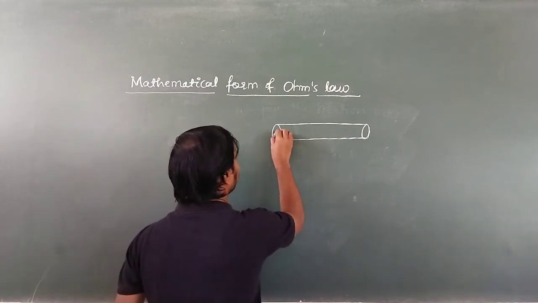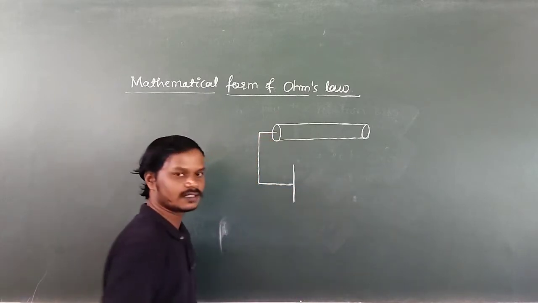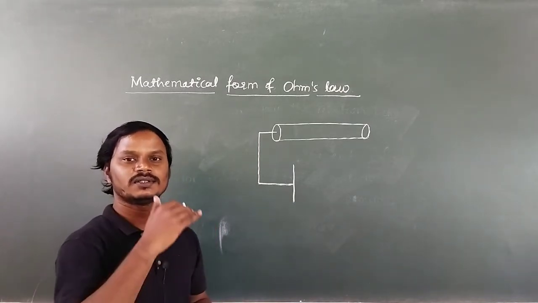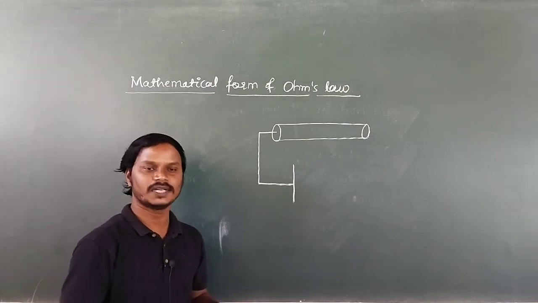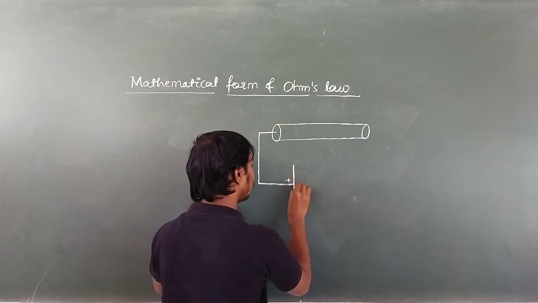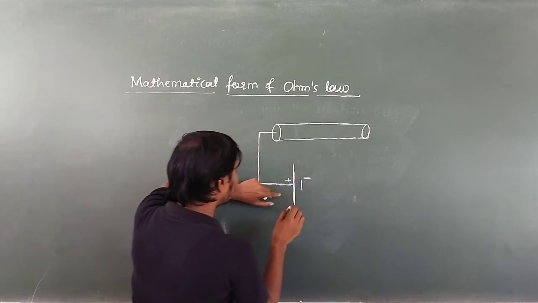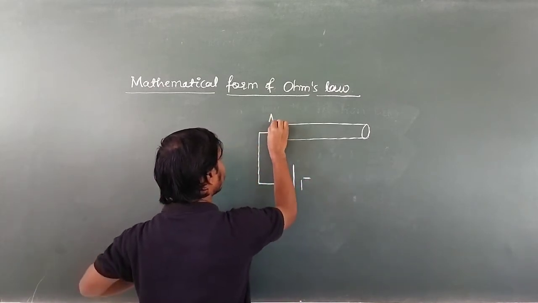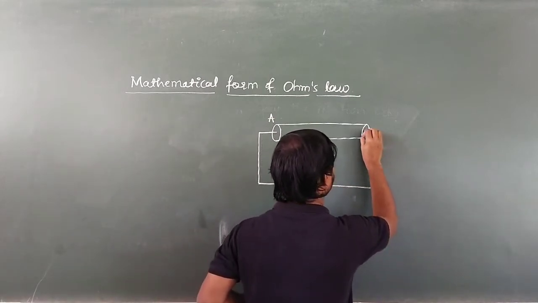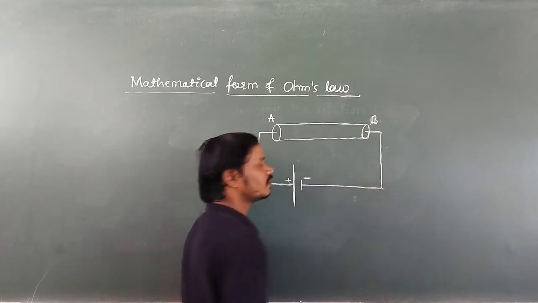One end of the conductor is connected to the positive terminal of the cell or battery. Cell means if it is a single cell only, it is called a cell. If there are two or more cells, then it is called a battery. The large line indicates the positive terminal of the cell and the small line indicates the negative terminal of the cell. The positive terminal is connected to one end of the conductor, that end I will take as A, and the negative terminal is connected to the other end, which we take as B.